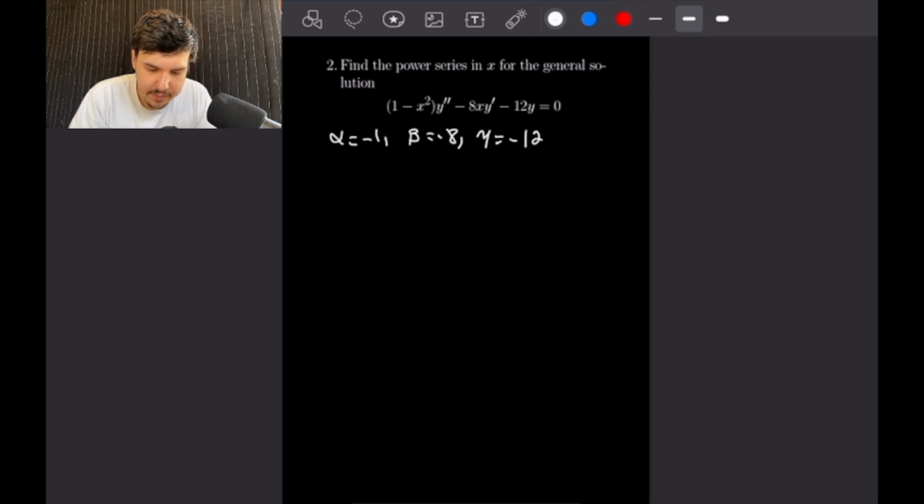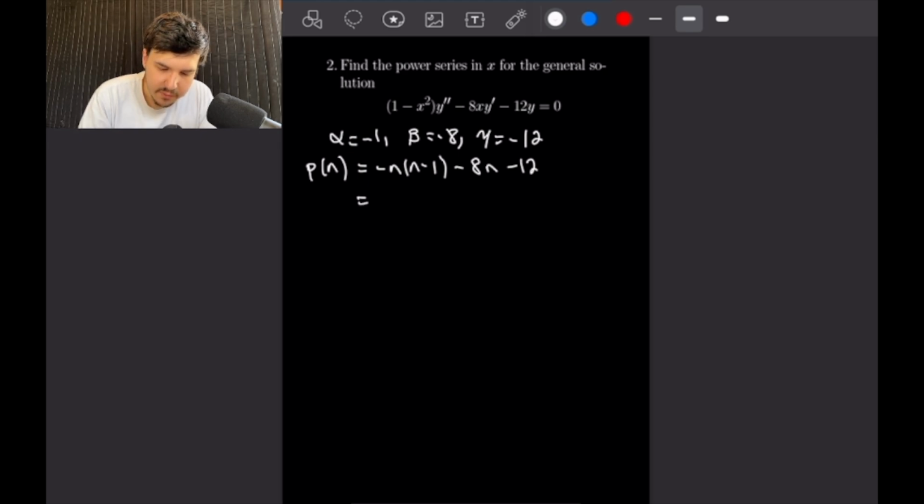Great. So now we can plug these into our definition of our P of n. So our P of n will equal, let's see, our alpha times n minus 1, so that'll just be negative n times n minus 1. Then we'll have minus our beta times n, or minus 8 times n. And then we will have our gamma, which is just minus 12. So let's go ahead and multiply this out and see how it factors.